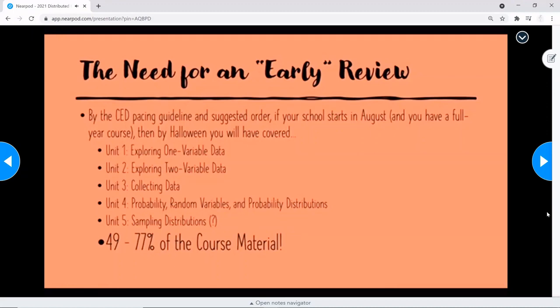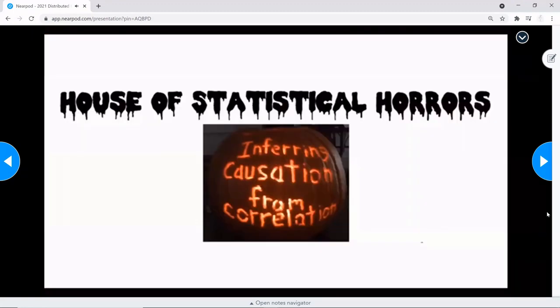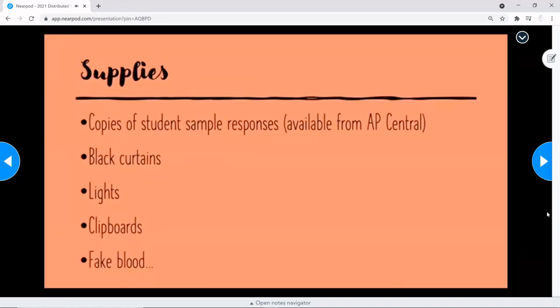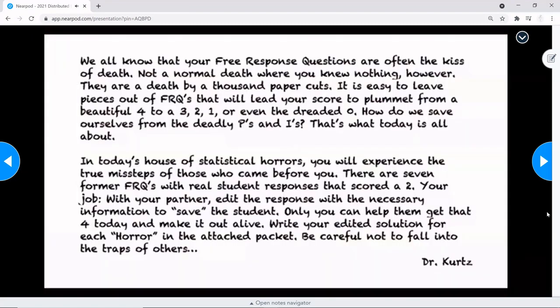So in order to do this and have some fun for Halloween, I created with my students the House of Statistical Horrors, which, gotta love a nice pumpkin about inferring causation from correlation here. So here are the supplies if you do choose to do this activity. You're going to need copies of the student sample responses, which are available from AP Central, to remain secure, of course, in your classroom. I used black curtains, Halloween lights, a lot of clipboards, and a good dose of fake blood, as you are about to see.